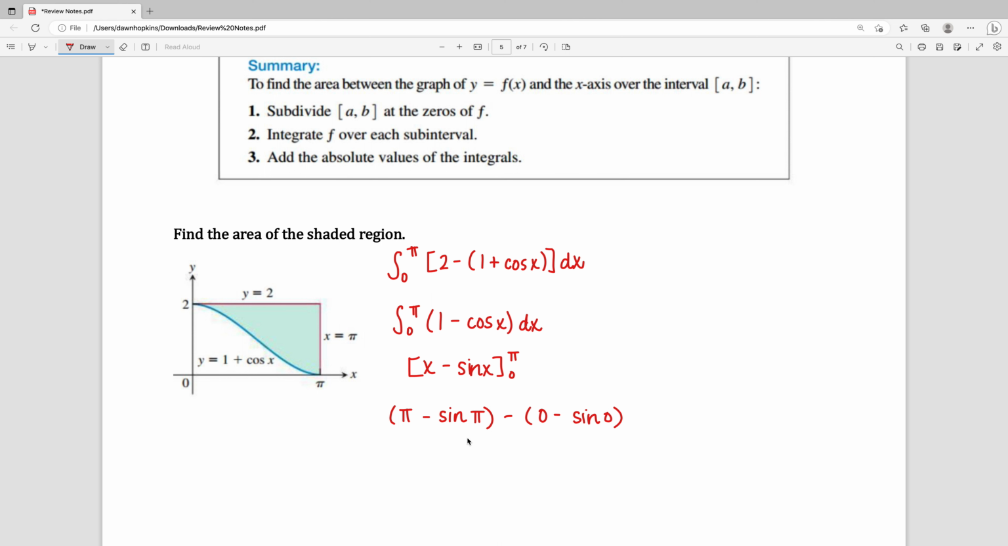Sine of pi, and in the picture at the top of this page, it's hidden on my screen right now, but the picture at the top of the page, you'll see that sine of pi and sine of 0 are both 0. So what you really have here is pi minus 0 minus 0 plus 0. So your answer here is pi. That area is equal to pi.